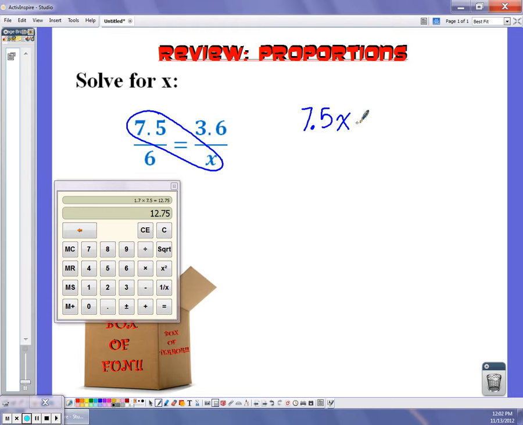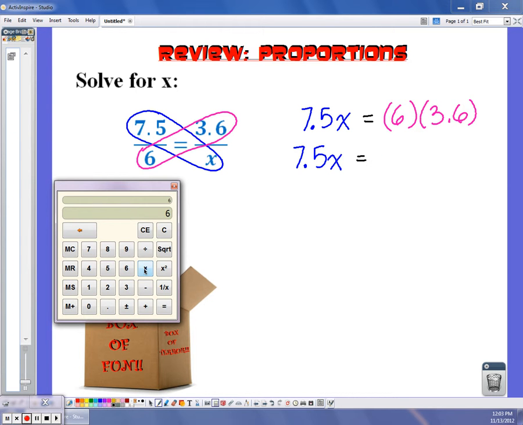And then on the other side, we could again cross multiply the 6 with the 3.6. Now there's nothing that I can do with the 7.5 and the x, so I'll keep that as 7.5x. However, I can multiply that 6 by 3.6. So let's do that. 6 times 3.6 will give us 21.6.